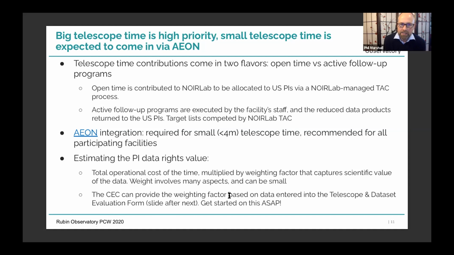Basically, there's two ways to contribute telescope time. One is as open time that USPIs could apply for through a NOALAB TAC. And the other is through a so-called active follow-up program. This would be where the observations were executed by the facility staff and then reduced data products returned to the USPIs somehow. The target lists for those programs would still be competed for by a NOALAB TAC.